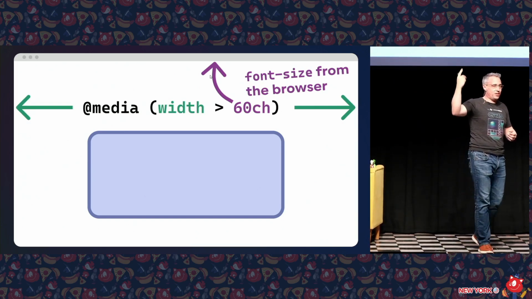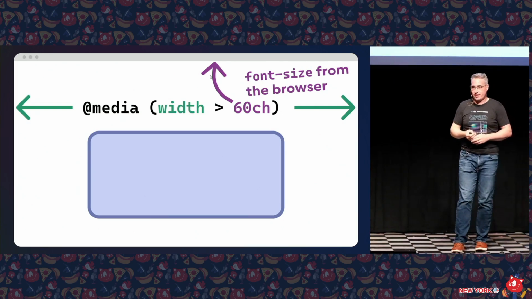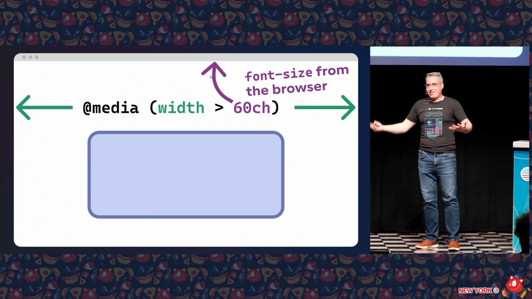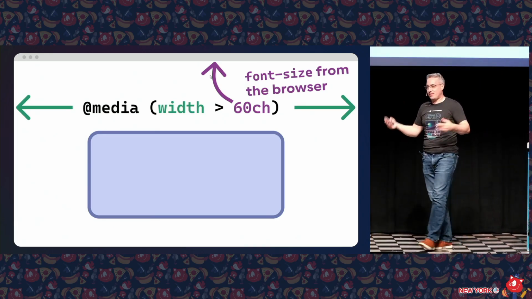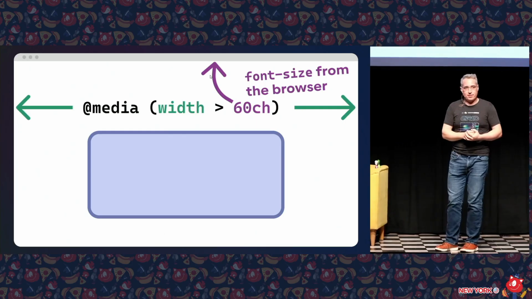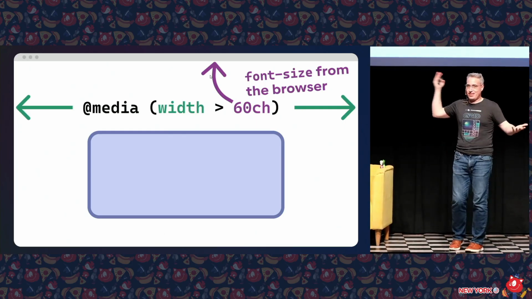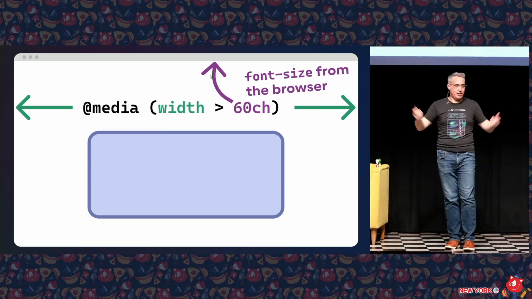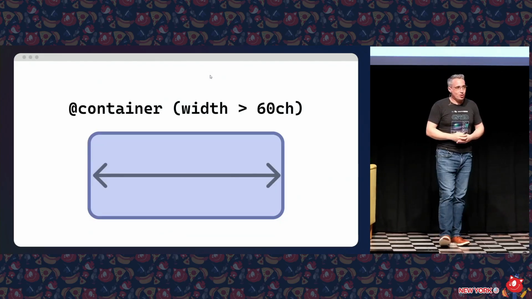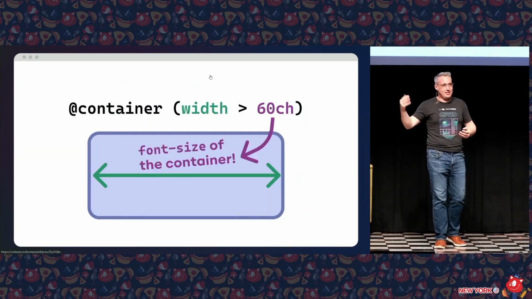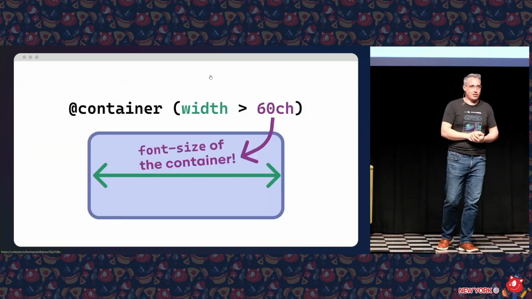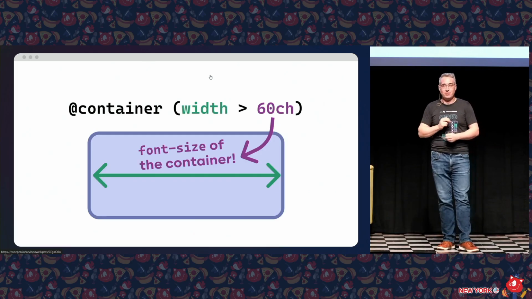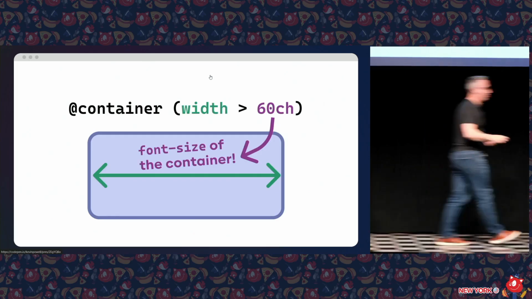It's actually getting that font size from the browser. It's not getting it from your CSS. So it's basically a fixed number. It's sort of 16 unless the user has changed their user preferences. It's kind of the same as just saying 600 pixels or whatever, putting in a set number. With a container query, very similar, but the 60ch is coming from the size of the container. And this might seem like a really small difference, but it's actually a really important one.